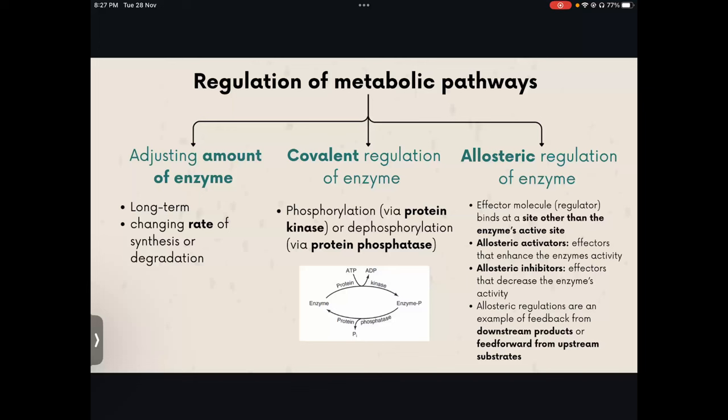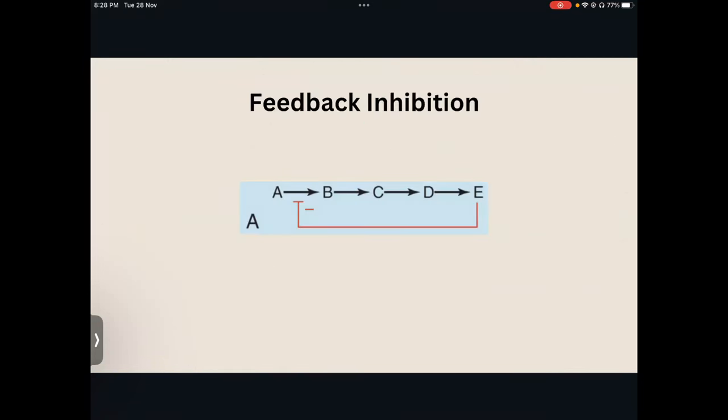Or it could be the feed forward from upstream substrates. So upstream substrates can feed the reaction forward via a different process. Again, we will explain this more, but the main idea is that you have metabolic pathways with reactions. They can be regulated depending on the enzyme or the method of regulation, which we have just discussed. All good? You can stop me again if you have any questions, but if you don't, let us continue.